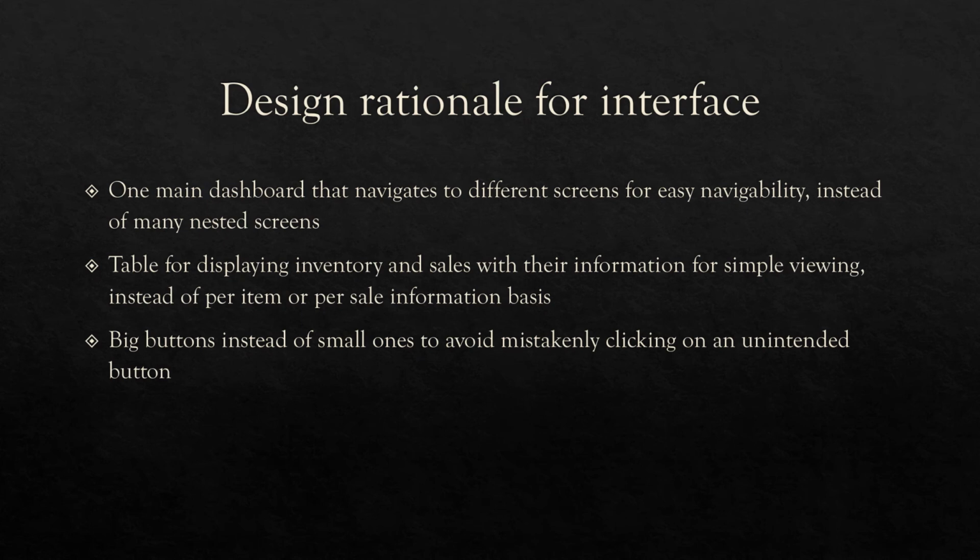Design rationale for the interface. Basically, there's one main dashboard that you can use to navigate different screens for easy navigability. There's no screen nesting, so I thought that was going to make it easier to use. There are tables for displaying inventory and sales for simple viewing instead of on a per item or per sale basis, and big buttons instead of small ones to avoid mistakenly clicking on a button that you did not want to click.